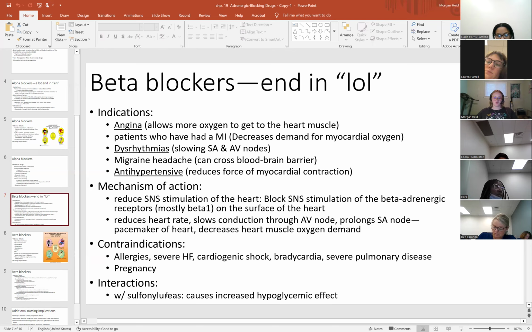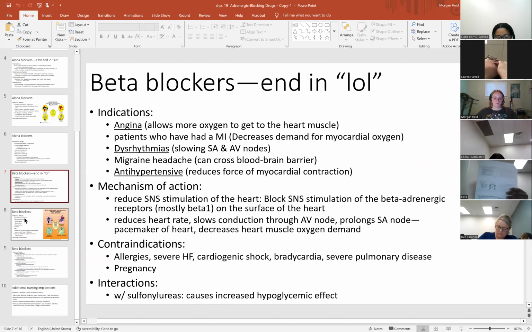When it comes to sulfonylureas, those are an oral medication to treat diabetes. So if you take beta blockers with this type of oral diabetic medication, it can increase the risk for hypoglycemic effects. Okay, because we know that sulfonylureas are treating diabetes and they're going to bring down the blood sugar anyways. So this medication can almost enhance the effects of the sulfonylurea, dropping your blood sugar too much. Okay.